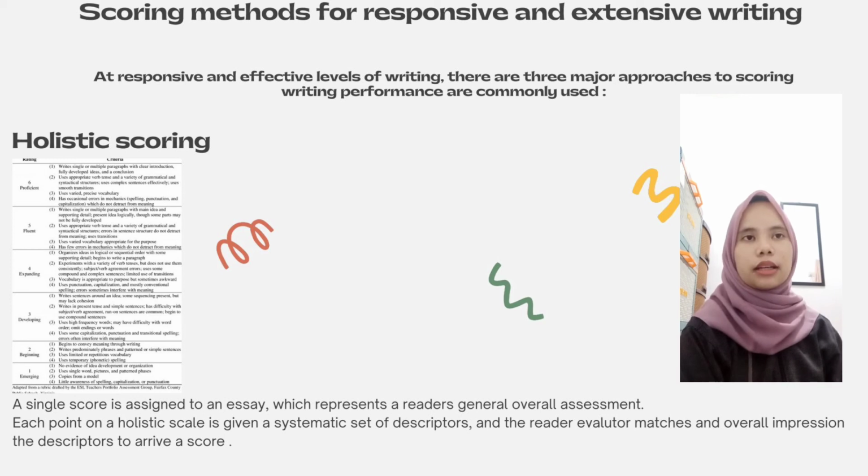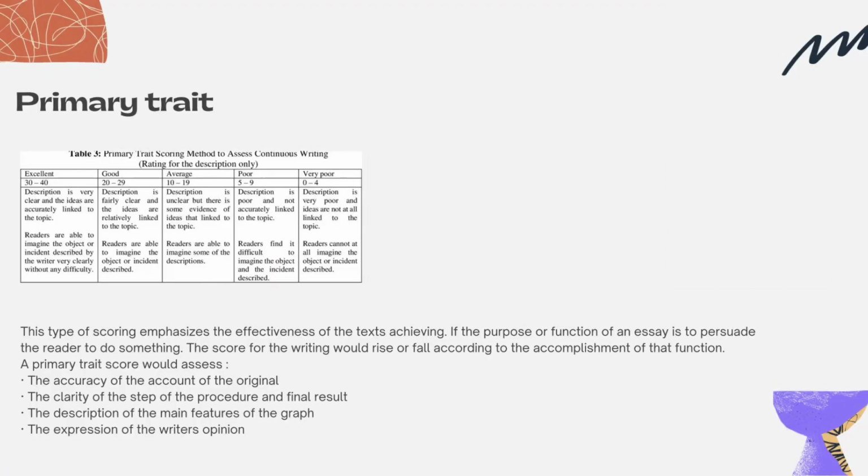A single score is assigned to an essay, which represents a reader's general overall assessment. Each point on a holistic scale is given a systematic set of descriptors, and the reader or evaluator matches an overall impression to the descriptors to arrive at a score.